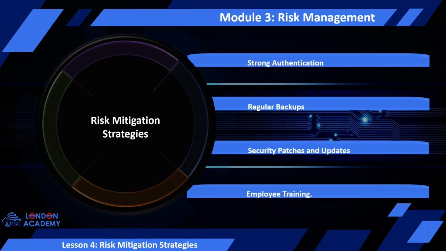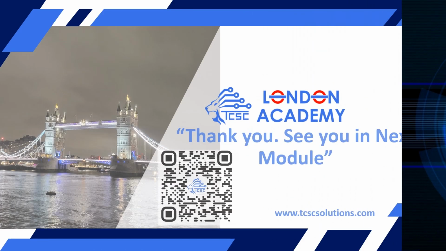In this lesson we've covered the following elements. Strong authentication. Regular backups. Security patches and updates. And employee training. All of them are an example of mitigation strategies, also known as safeguards, that companies can adopt to avoid or reduce the impact of a cyber risk.